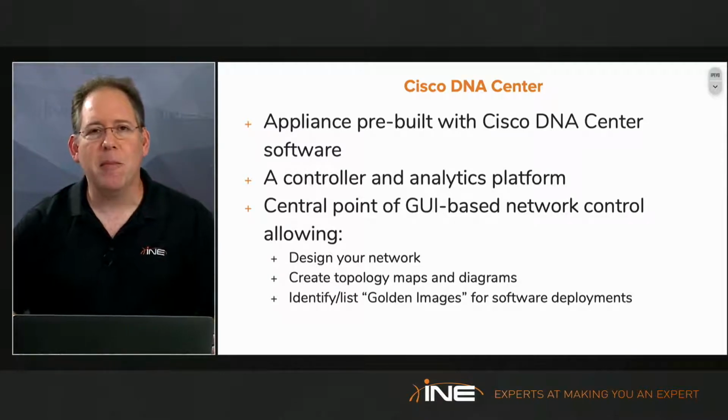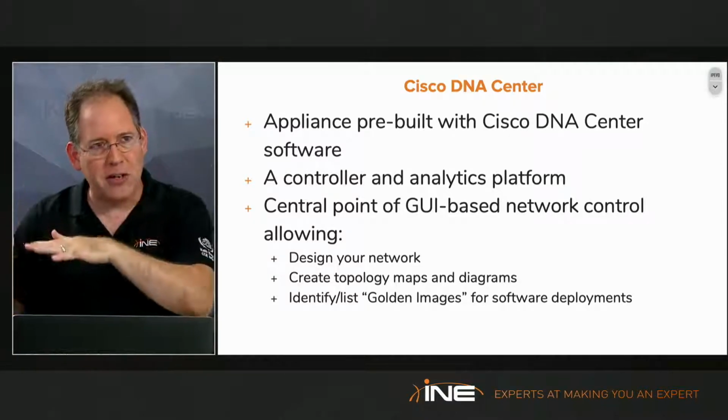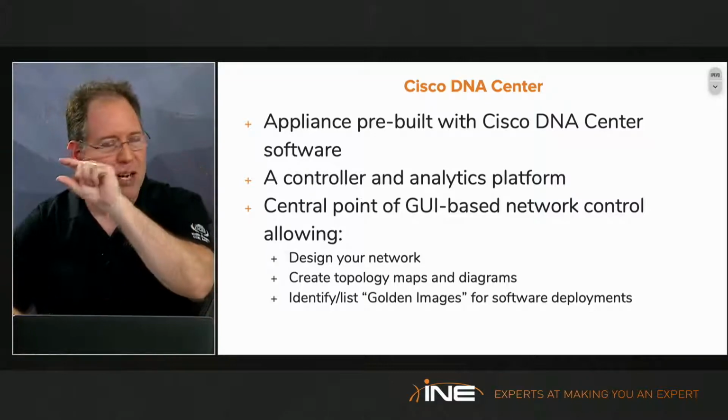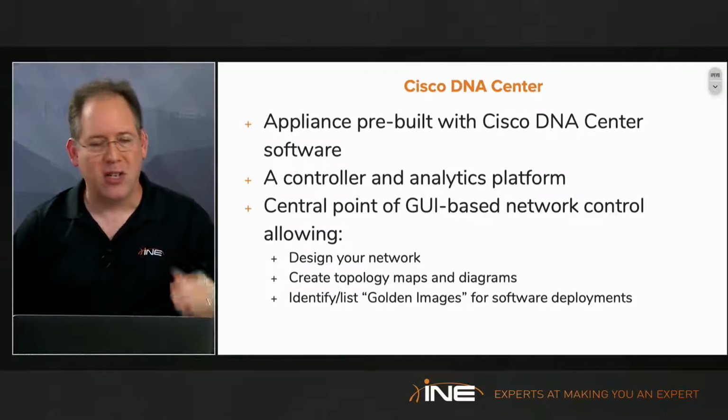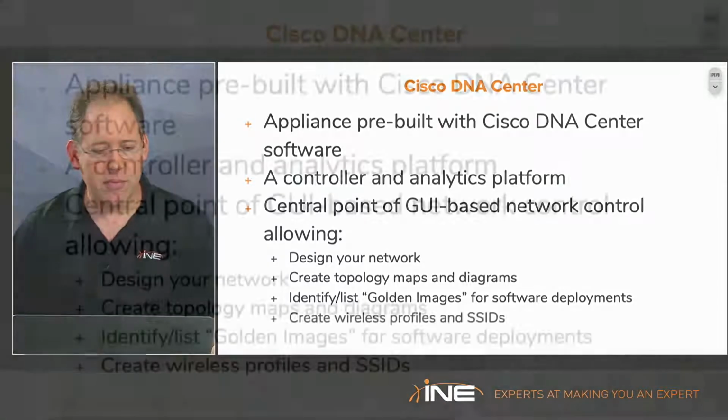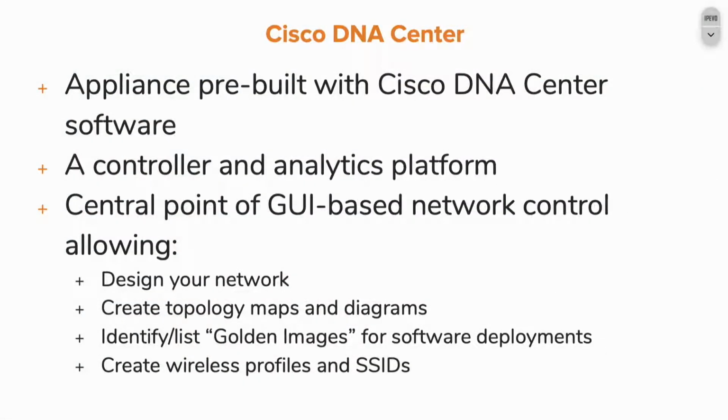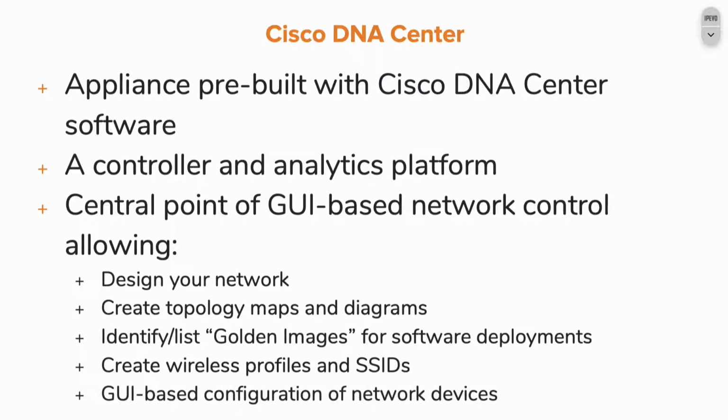So that's what we mean here by a golden image: we can say for our routers and our switches and our access points, here's the certain flavor of software we want all these devices to consistently run. We can even control our wireless stuff by creating wireless profiles and SSIDs. And this has a GUI-based configuration of network devices.